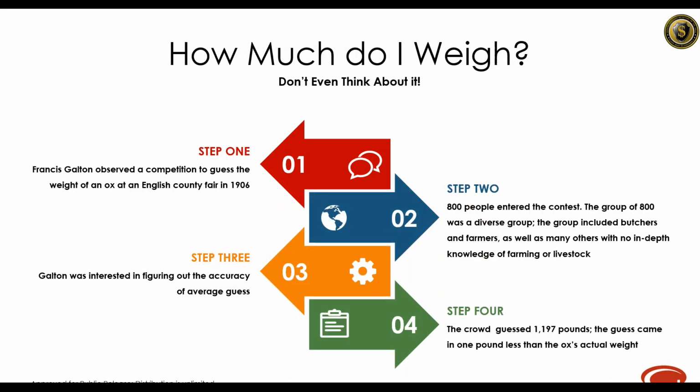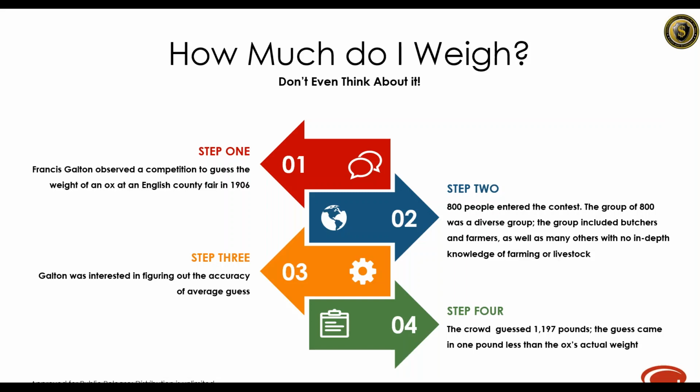Here's a famous example that's in Surowiecki's book: Francis Galton, who was a statistician. He's actually the person that coined the term regression, which comes from regression to the mean. He observed a competition to guess the weight of an ox at an English country fair in 1906. His hypothesis was that the average person was not going to produce a very good forecast. So he went in with an open mind about what he was going to see, but he had a hypothesis about what he expected to see. There were 800 people, a diverse group, all kinds of folks, some farmers, some butchers, others with no in-depth knowledge of farming or livestock.